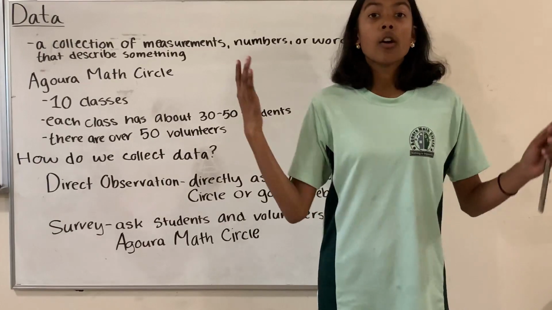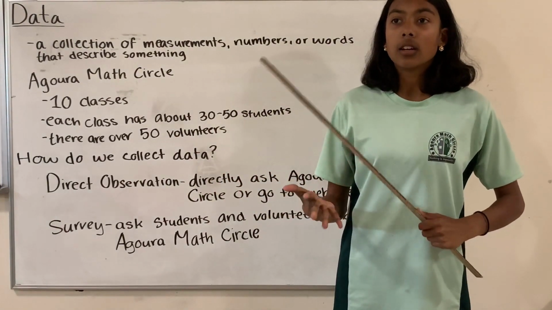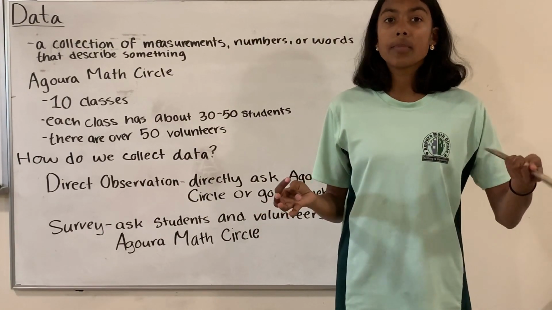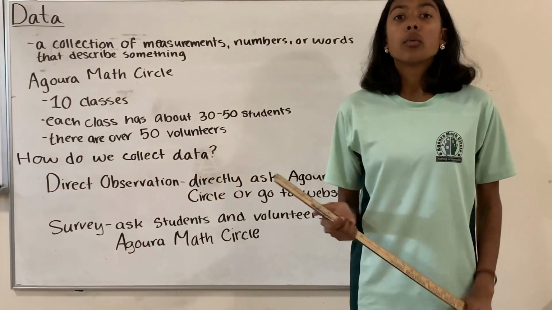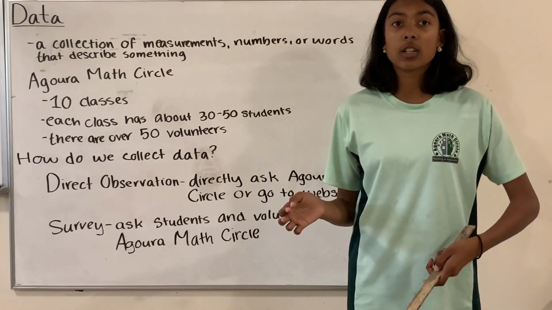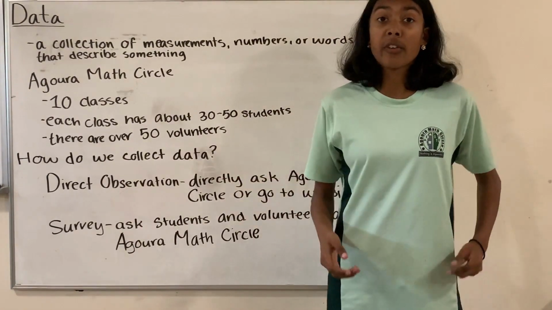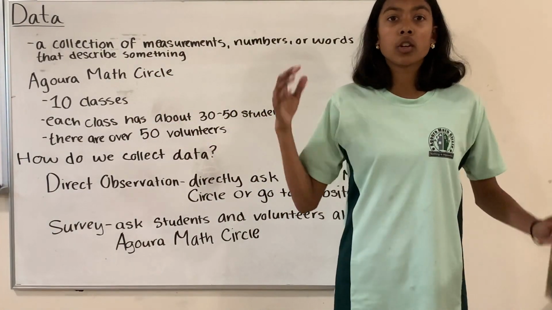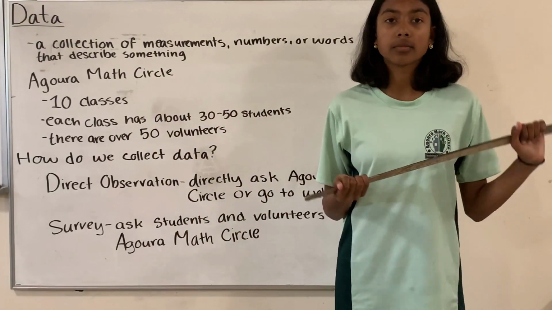Well, there are two ways. First, we have direct observation. That is when we directly go to Agora Matrical or we go to their website to learn more about them. And then there's a survey, which is basically when you ask people like students or volunteers about Agora Matrical. The first one, direct observation, is direct. You're going straight to the source. The second one is when you're asking about it indirectly, about someone who may go there.